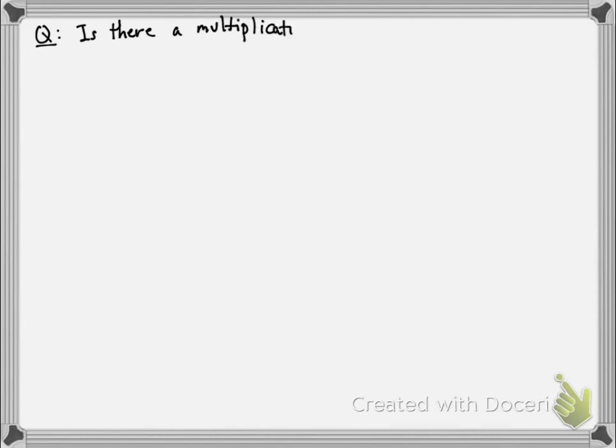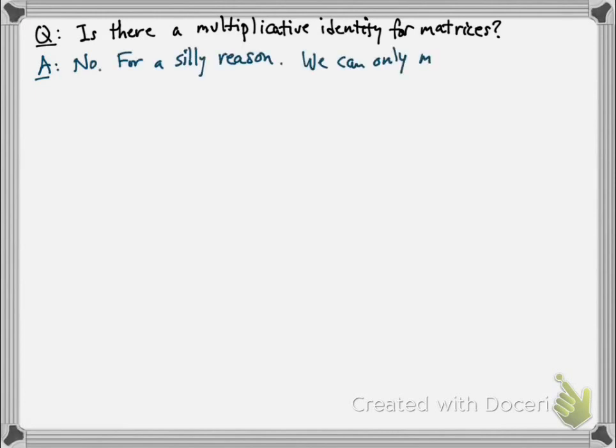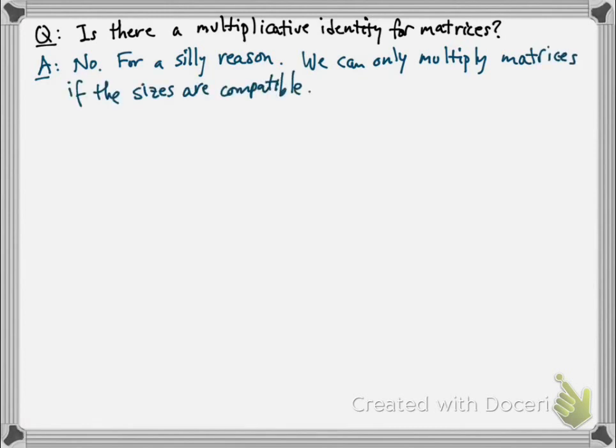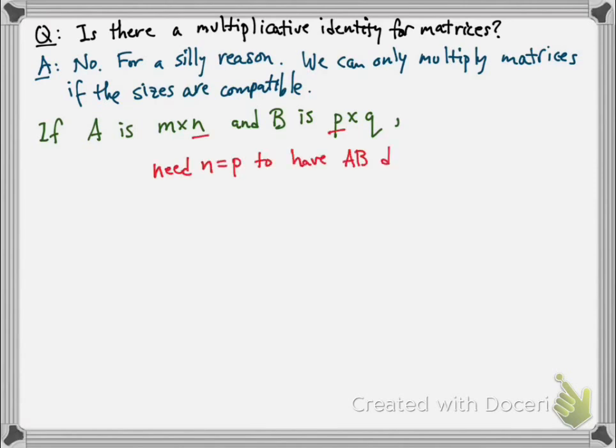So we've just defined multiplication on certain matrices, and so the question is: is there a multiplicative identity for matrices? The short answer is no, but for a silly reason. We can only multiply matrices together if the sizes are compatible in a certain way. Suppose I have two matrices, A and B, an M by N matrix and a P by Q matrix. If I want A times B to be defined, then I need N to equal P. If I want B times A defined, I need M equals Q.